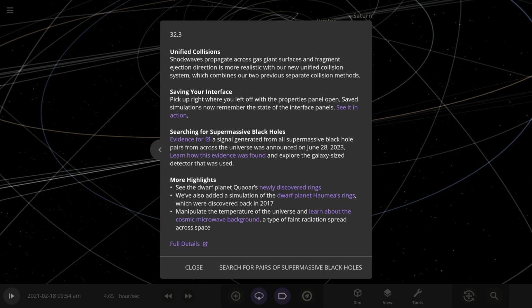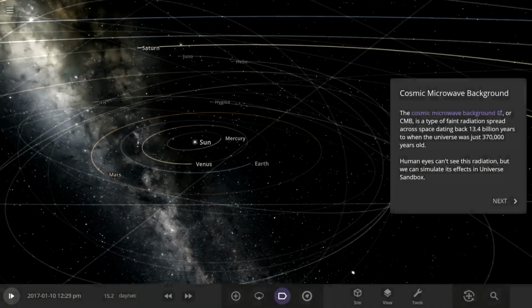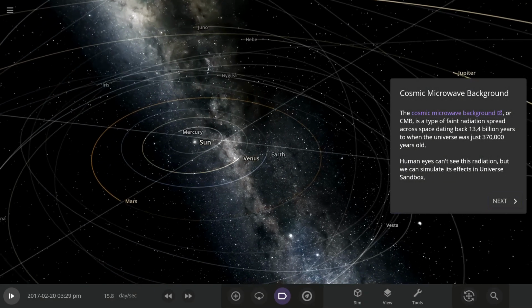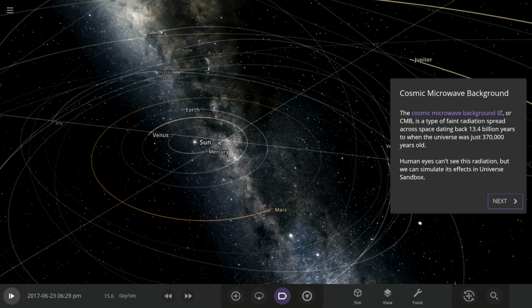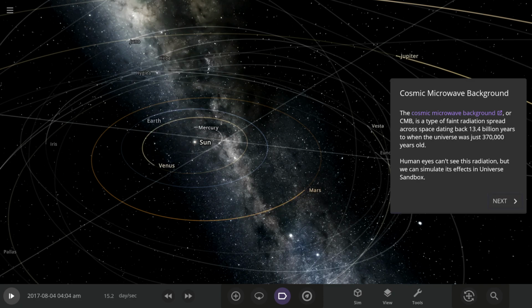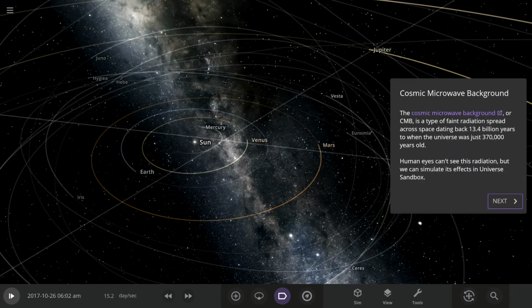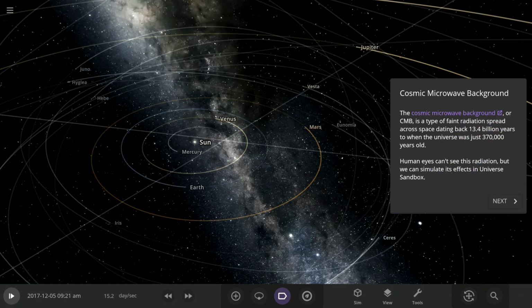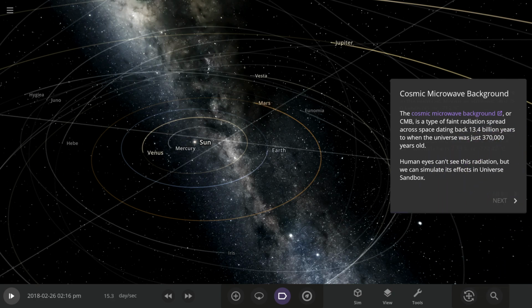Anyways, manipulate the temperature of the universe and learn about the cosmic microwave background, a type of faint radiation spread across space. Okay. Cosmic microwave background, or CMB, is a type of faint radiation spread across space dating back 13.4 billion years ago to when the universe was just 370,000 years old. Human eyes can't see this radiation, but we can simulate its effects in Universe Sandbox. Oh my god, wait, what is that thing?